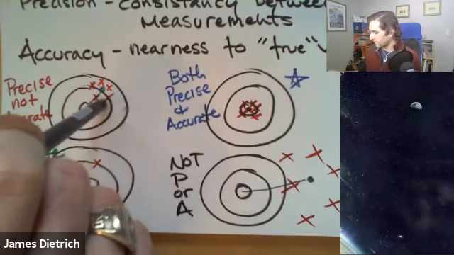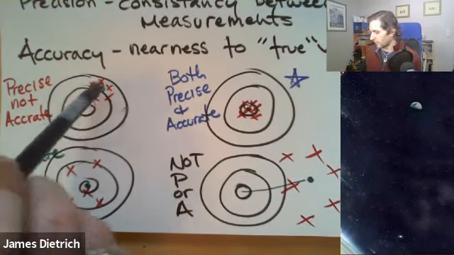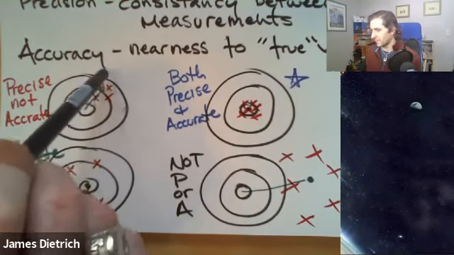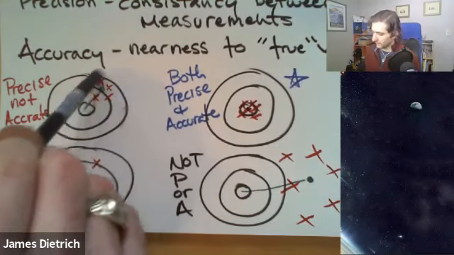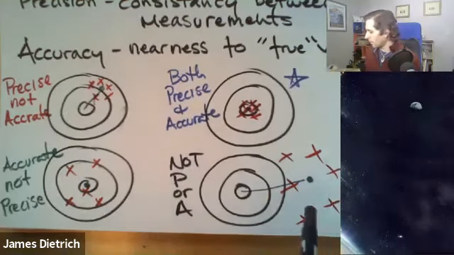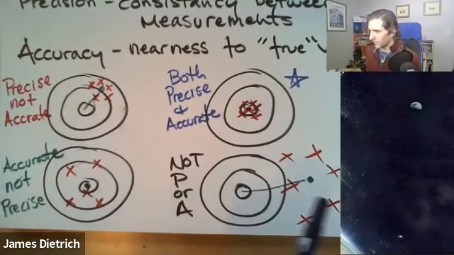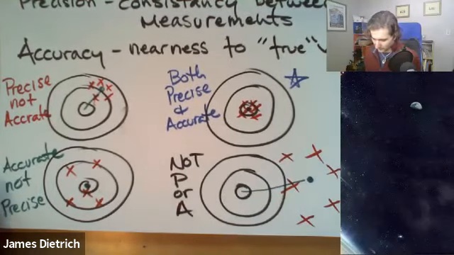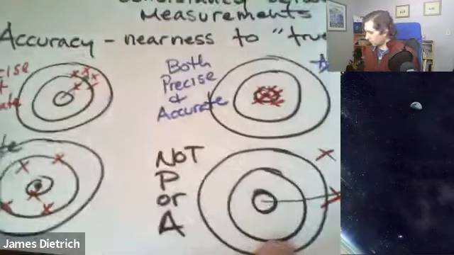These other two, precise but not accurate, can give you a false sense that you're doing the right thing because you have precise data sets. It's consistent, but it's not correct. And what you always want to avoid is ending up with data that are not precise or accurate, because those are just useless data.